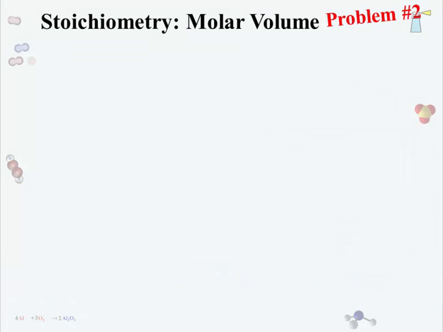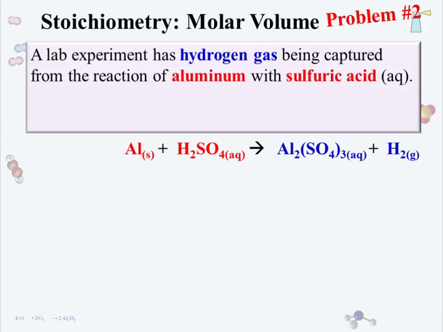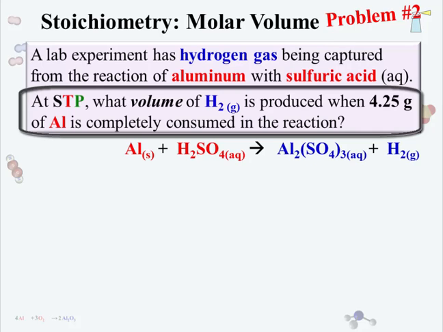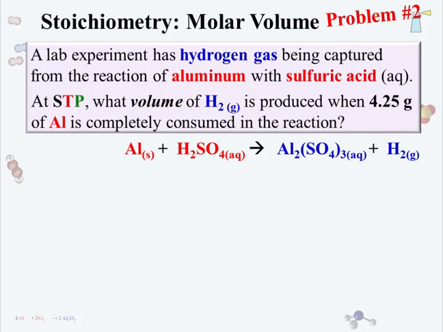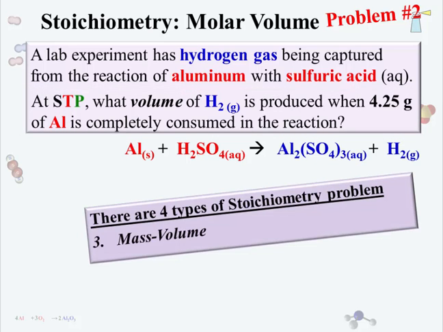On to a second molar volume problem. A lab experiment has hydrogen gas being captured from a reaction of aluminum with sulfuric acid, aqueous. At STP, what volume of H2 is produced when 4.25 grams of aluminum is completely consumed in the reaction? This is the mass to volume type of stoichiometry problem.